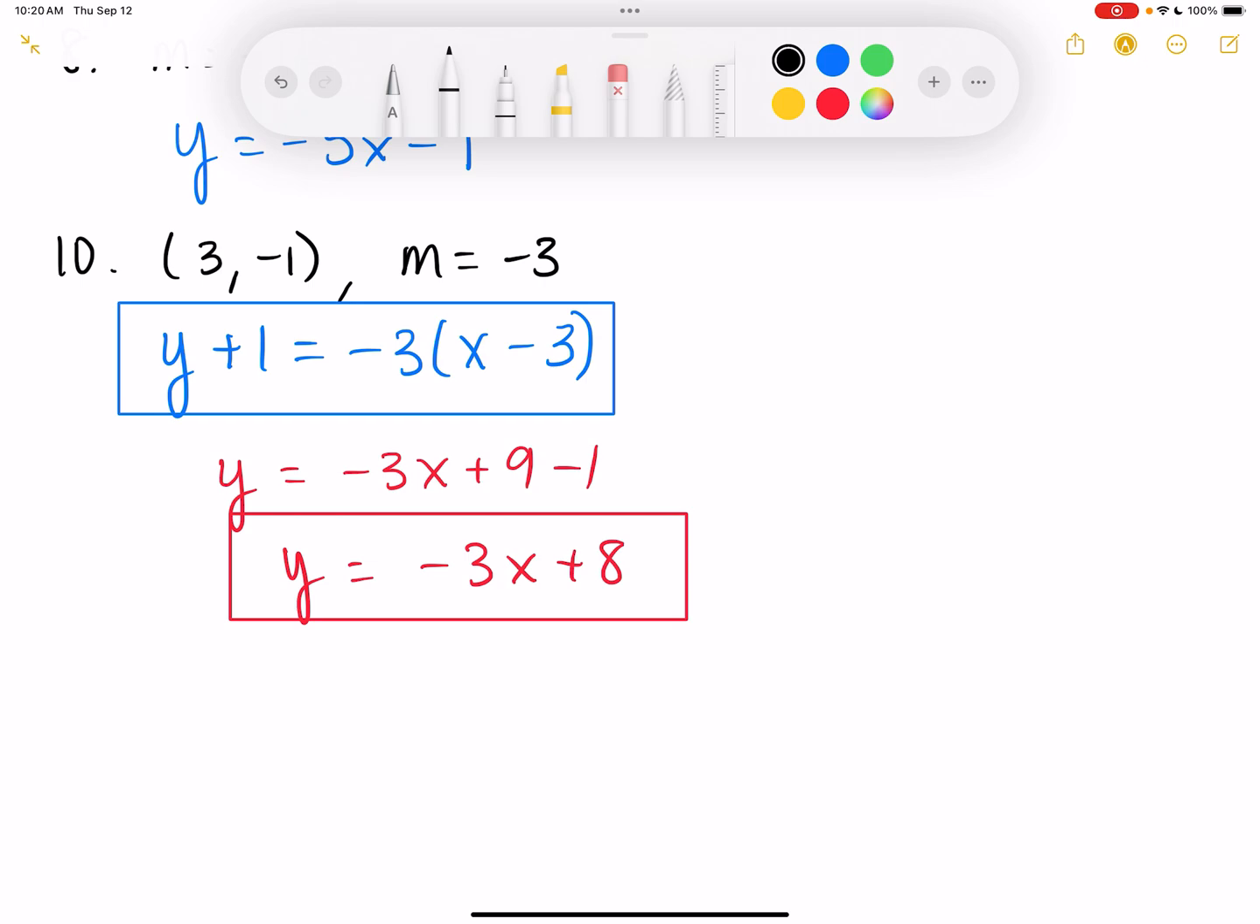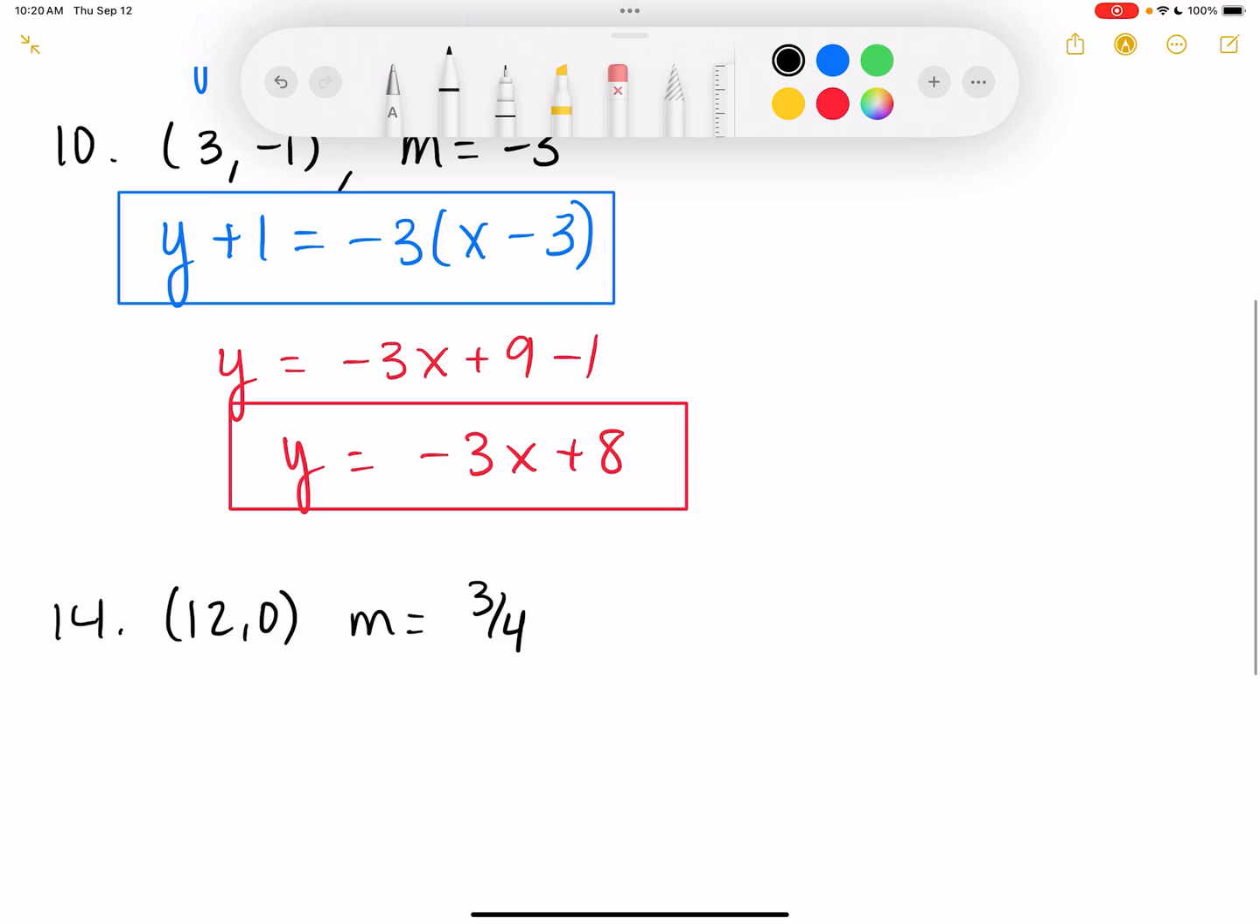Number 14, the point 12, 0, and m equals 3/4. Someone else do this one. Just say it. I can't say it. I had to do it Y first. Equals... Mason, you did it last time. Let somebody else go. Get and do it, Shepard. I volunteer you. Oh, well, I already did it last time. You didn't do one of these?